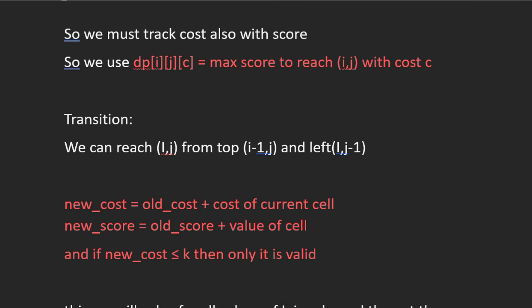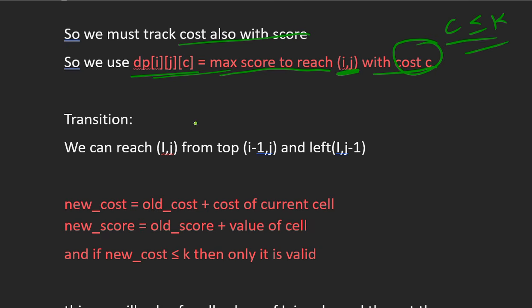So we have to track score and cost simultaneously. Instead of using 2D DP, we will use 3D DP, which is the maximum score to reach the cell i comma j with the cost c, where c should be lesser than or equal to k, right?